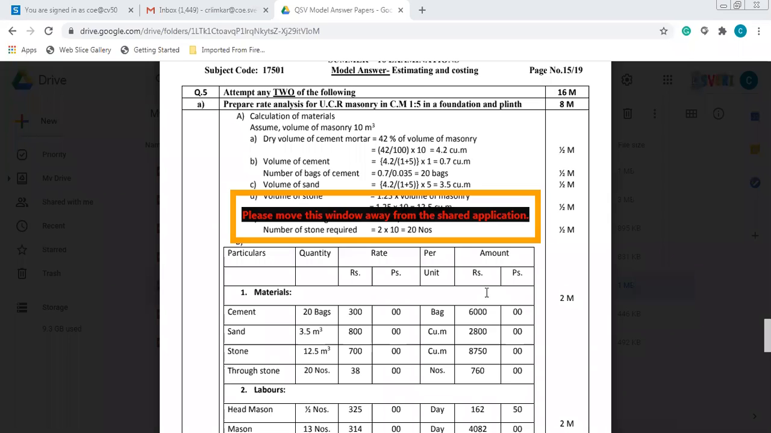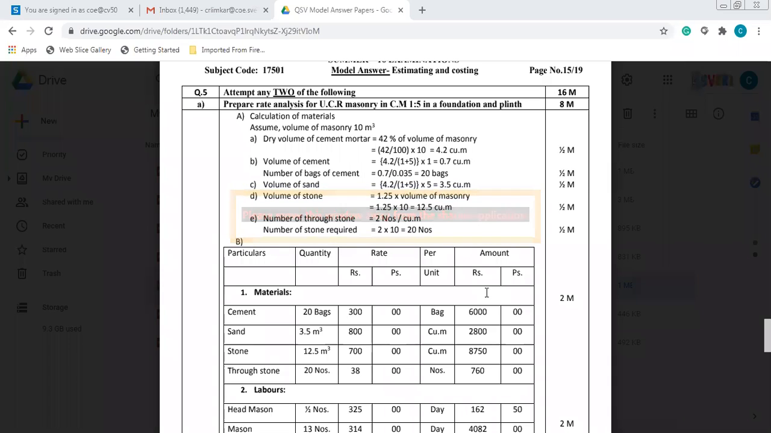I will just cross check whether it is correct. 0.7 divided by 0.035. Yes, the answer comes as 20 bags. So that will be the next step, finding out the number of bags of cement. Then the third step is to determine the volume of sand.